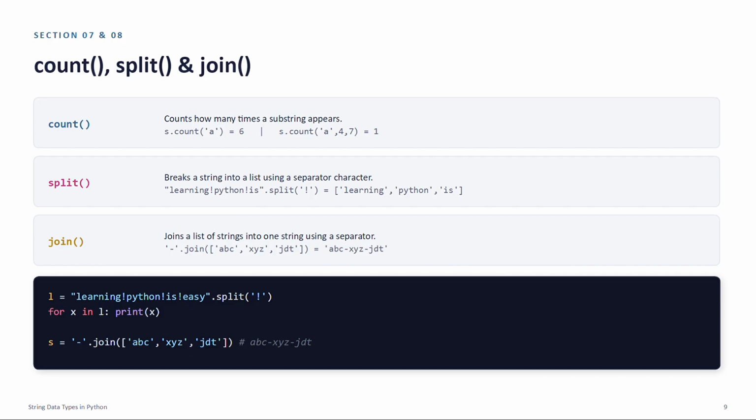Now in the downward side, if you observe, in the variable L I have stored learning Python is easy, which will be split by the exclamatory mark. So I am checking: for x in L, print x. So what will be the value of x? Let me know in the comment section.